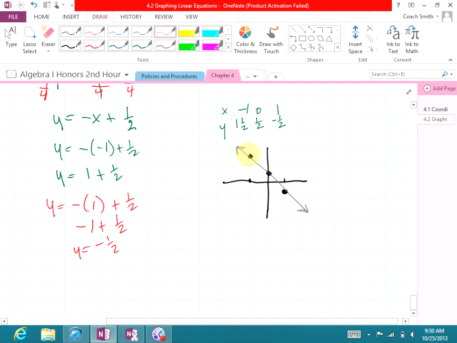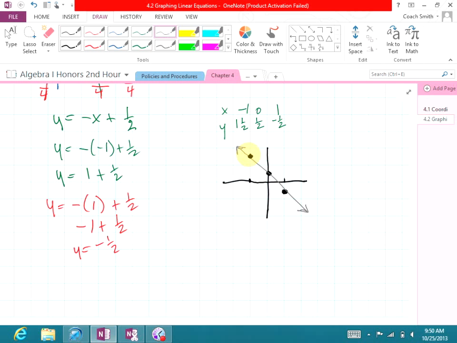Huh? What's the line for? Graph the equation. You have to have the line because that's the graph. This line is the graph of the equation. Okay? Huh? No, it's a graph of an equation. A graph of an equation is always going to be a line. Anytime you graph a linear equation, it's going to be a line.